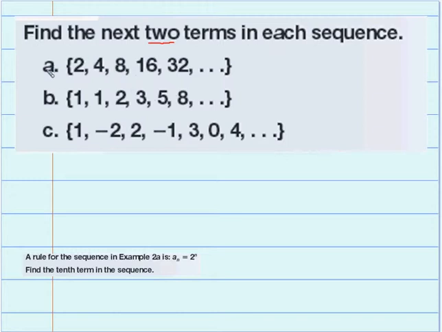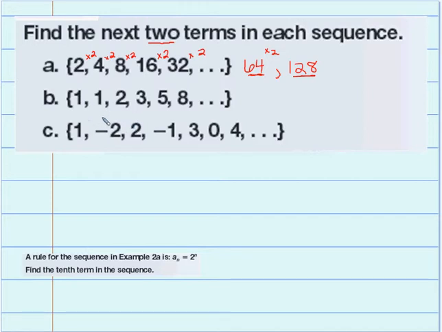So the sequence in example A here is 2, 4, 8, 16, 32. So 2 times 2 would give us 4, and 4 times 2 would give us 8, and 8 times 2 would give us 16. So in this sequence, we are just multiplying the previous term by 2. So the next 2 terms would be 32 times 2, which is 64. And then if I multiply that times 2, I would get 128. So my answer for the next 2 terms would be 64 and 128.